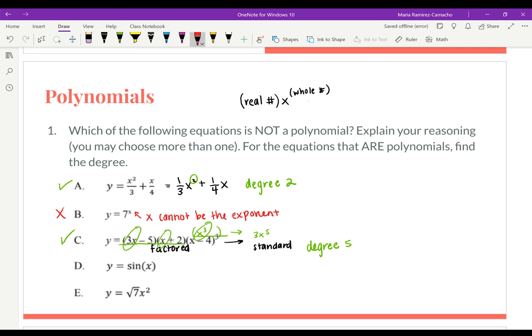Okay, part D, y equals sine x. Not a polynomial. We can't have trig functions in our polynomials. And part E, we've got y equals root 7 times x squared. This is good, even though we have a square root of 7 multiplied to our x squared, that is a real number, so that is okay. Looks like our only power here is 2, so this would have degree 2.